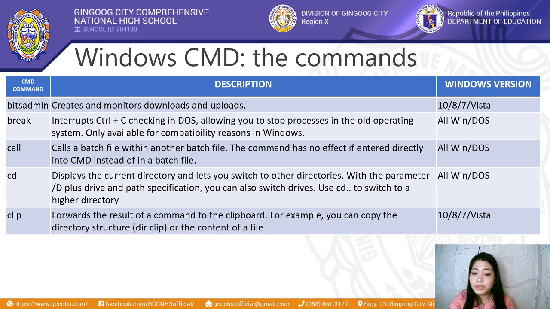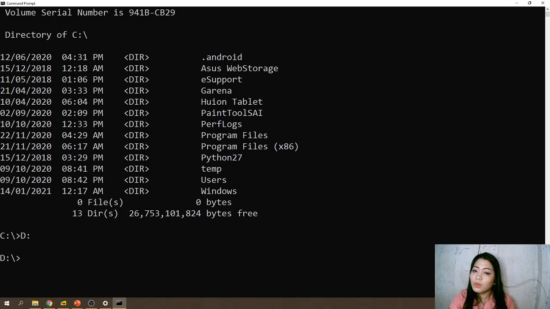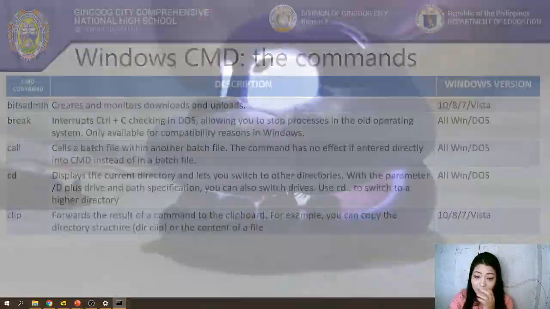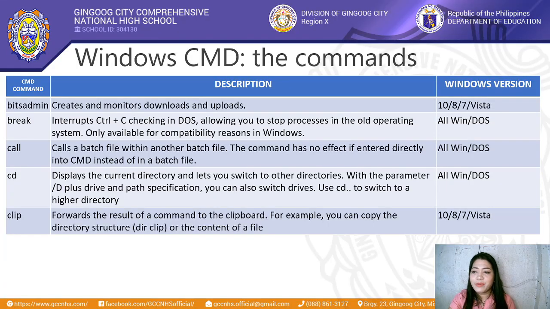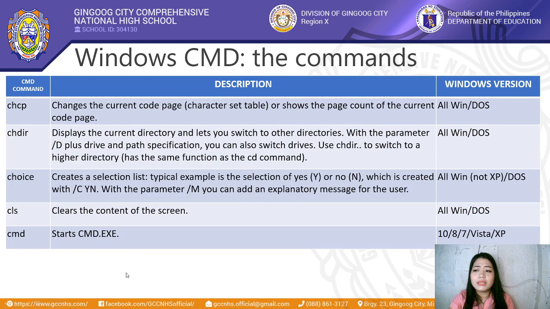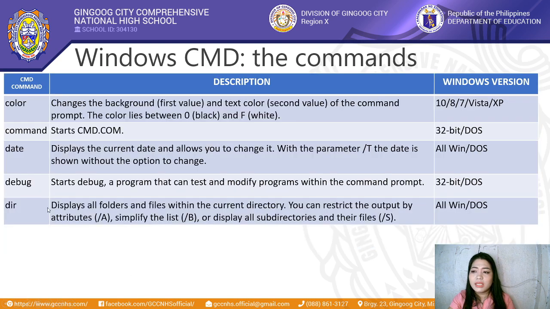Okay, I am sure most of you are using Android phones, so I will try to emulate this one. But we'll just discuss this so we can see it, so at least you have an idea what it says, command prompt. Another command that I've used is dir, which displays all folders and files within the current directory. You can restrict the outputs by attributes, simplify the list, or display all subdirectories under files.